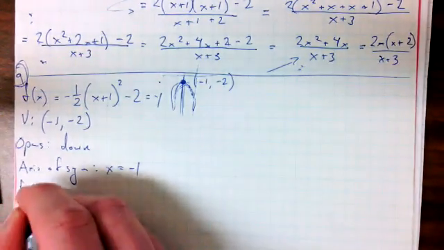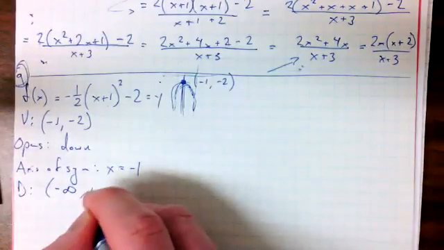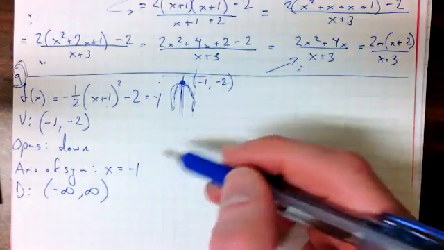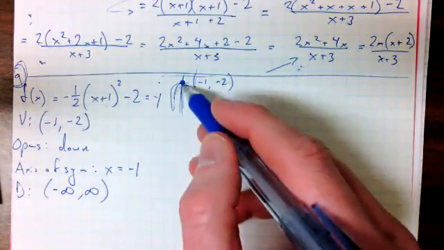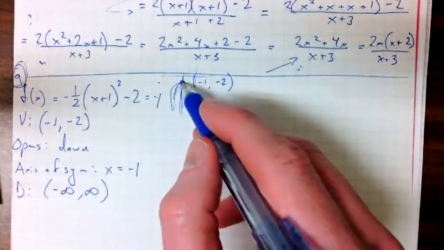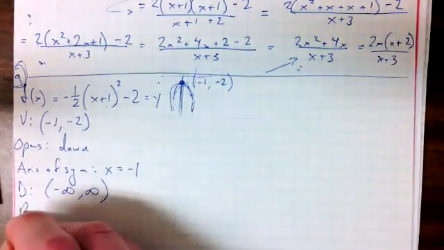Domain, so all the values of x. Easiest way to do it is negative infinity to positive infinity. Lots of different ways to do it, but that is the easiest because as it goes down, it keeps going wider as well, right? It has a maximum though, because it goes down, which is probably the next question. Well, range, we'll deal with that.